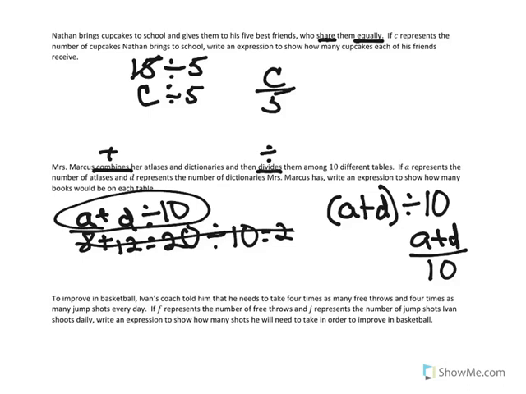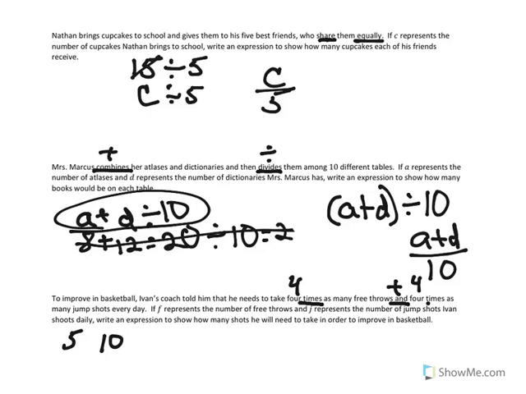To improve in basketball, Ivan's coach told him that he needs to take 4 times as many free throws and 4 times again. So this number 4 and this number 4 is the same. And we have an and in the middle, which makes it addition. Okay, so let's say that Ivan shoots 5 free throws. And let's say he does 10 jump shots. Now, how many will he need to shoot in order to improve?